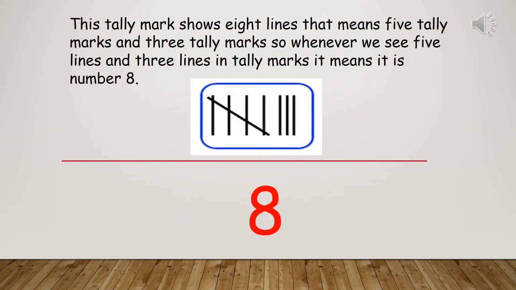This tally mark shows 8 lines. That means 5 tally marks and 3 tally marks. So, whenever we see 5 lines and 3 lines in tally marks, it means it is number 8.